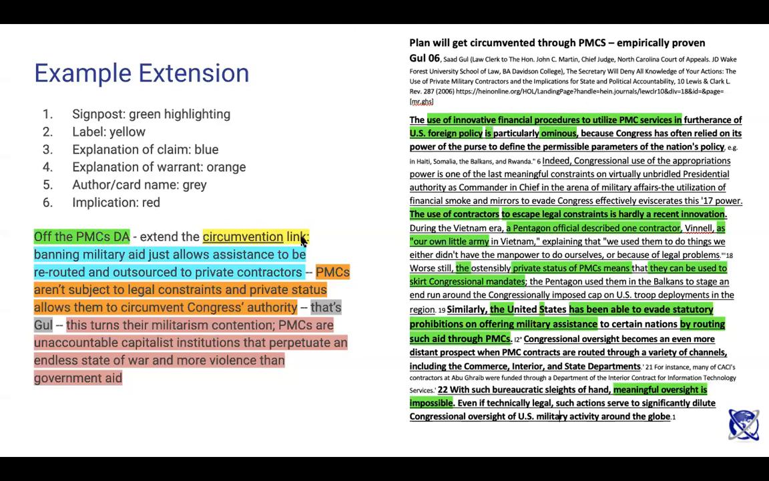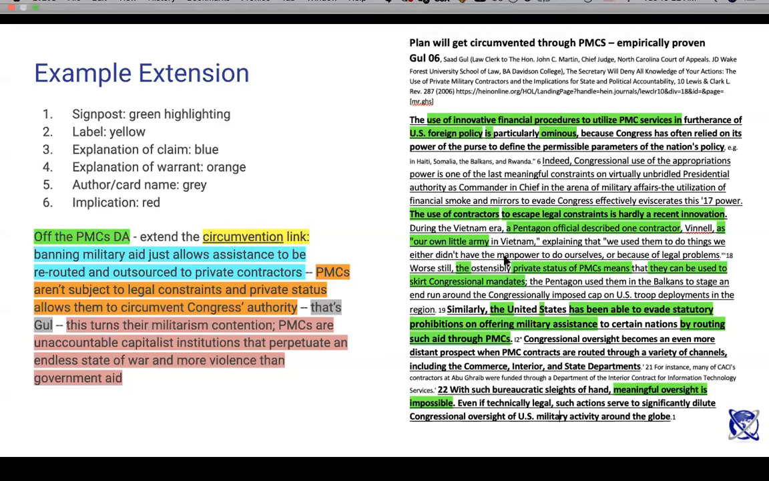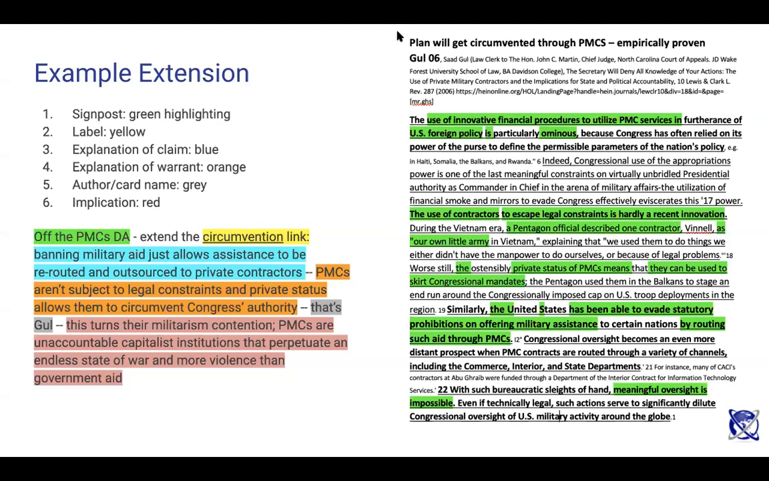extend the circumvention link. The circumvention argument is the label for this particular argument. And that gives the judge a clear idea of what to write down on the flow. And then after your label, you explain the claim. So the argument is that banning military aid allows assistance to be rerouted and outsourced to private contractors.